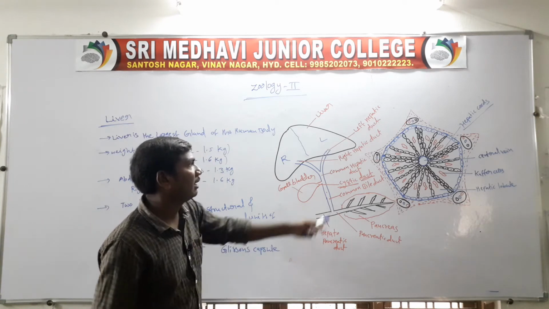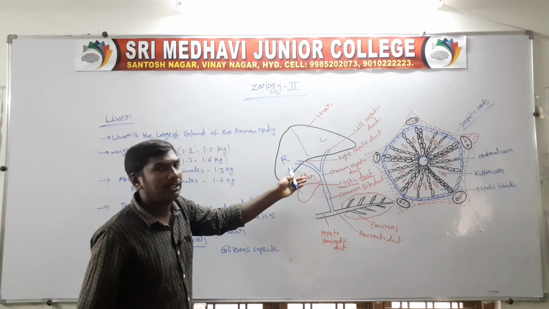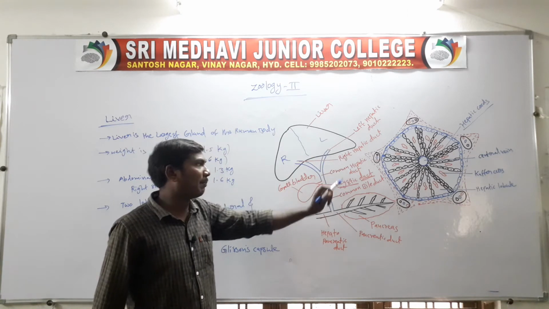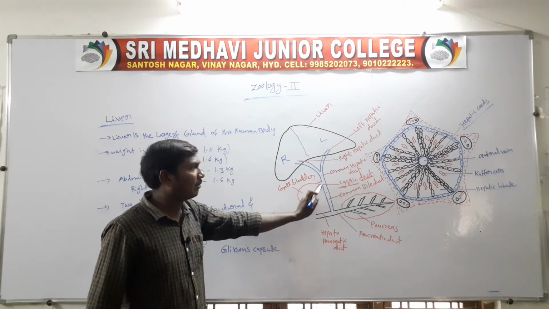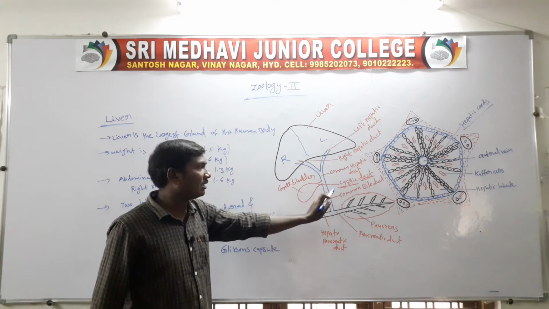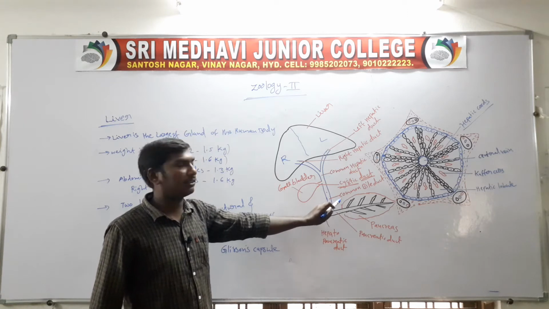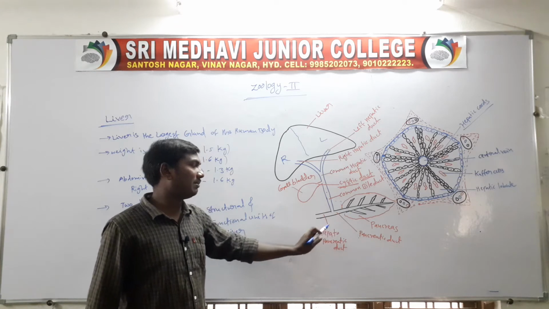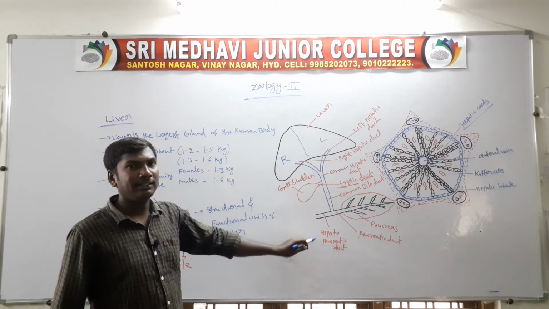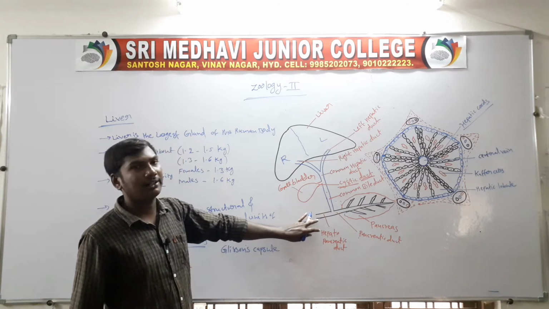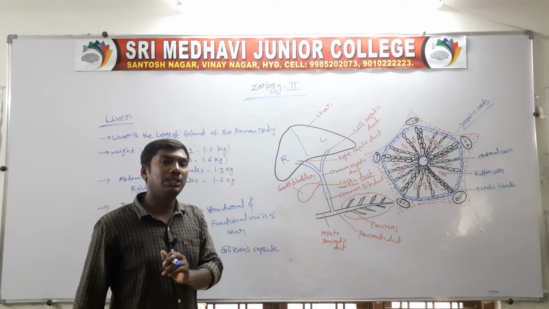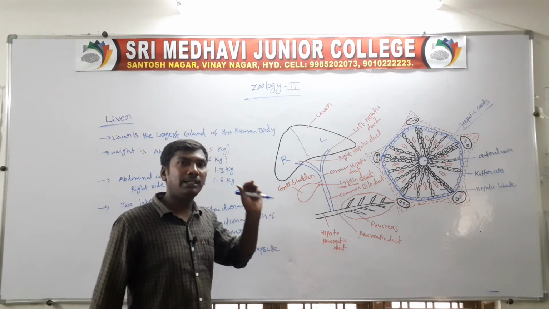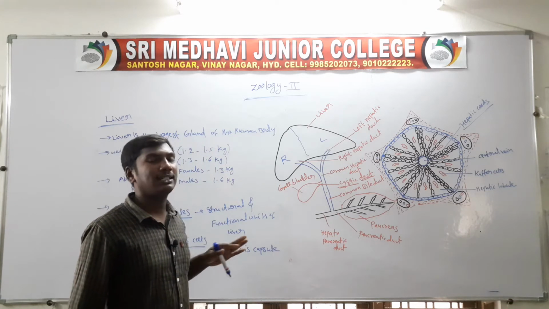The left and right hepatic ducts form the common hepatic duct. The common hepatic duct joins the cystic duct to form the common bile duct. The common bile duct joins the pancreatic duct to form the hepatopancreatic duct. The hepatopancreatic duct opens into the duodenum of the small intestine.